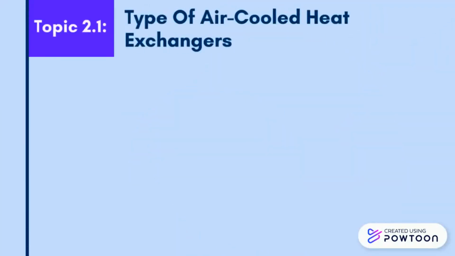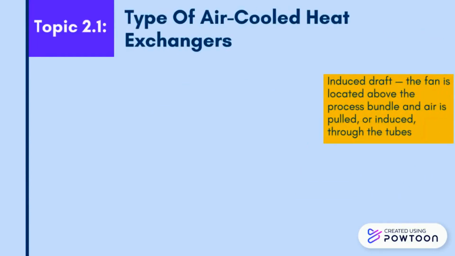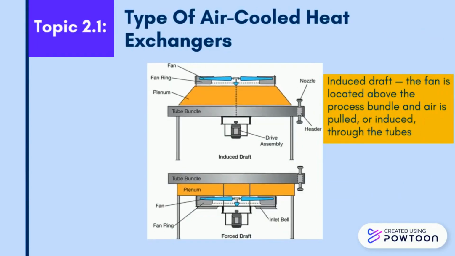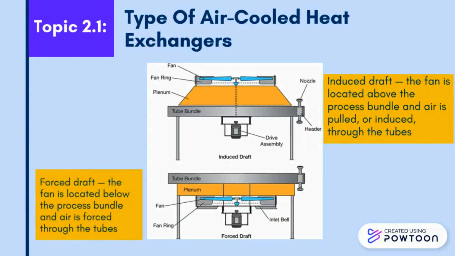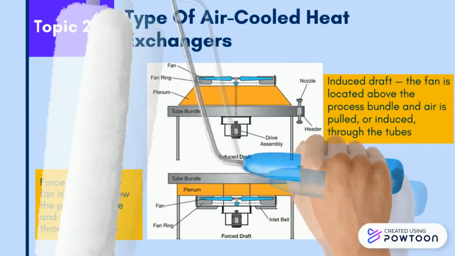We move to topic 2.1, types of air-cooled heat exchangers. There are two types of air-cooled heat exchangers. The first one is induced draft. The fan is located above the process bundle and air is pulled or induced through the tubes. Second one, forced draft. The fan is located below the process bundle and air is forced through the tubes.